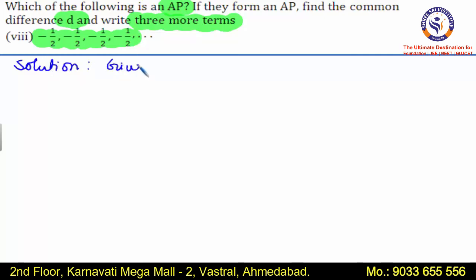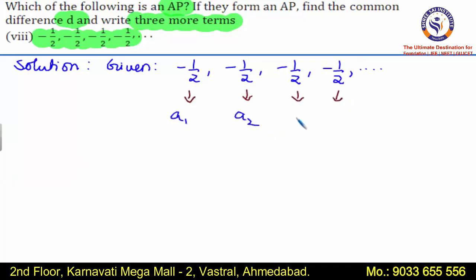And the given list of numbers are minus half, minus half, minus half, minus half, and so on. All the numbers of this list are same. Let us denote each term by A1, A2, A3, A4 and so on.